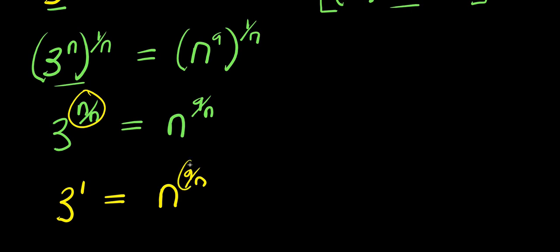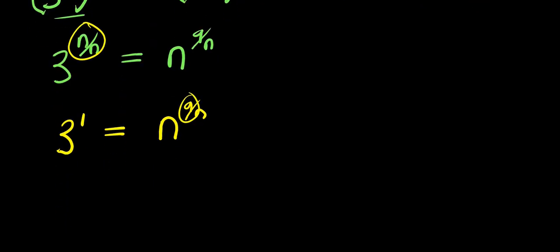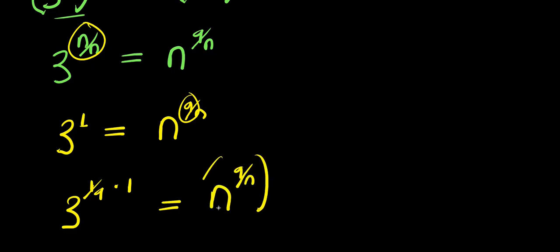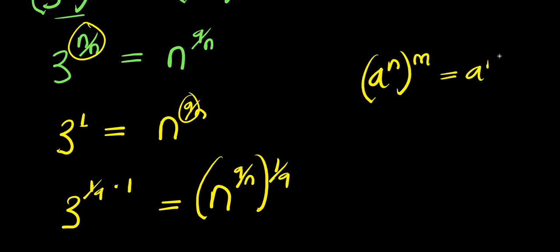So the next step is to eliminate this 9 here. For me to eliminate this 9 here, I can multiply the exponent again by 1/9. I have 3^(1/9) times 1, the one that we have here, and this equals n^(9/n times 1/9). So we consider this identity again: (a^n)^n equals a^(n times n).